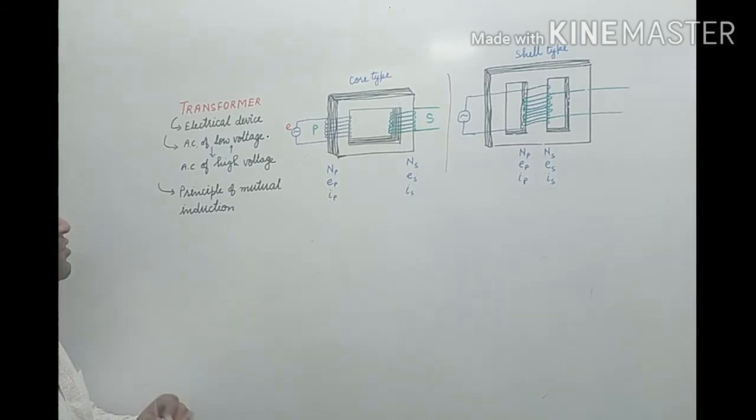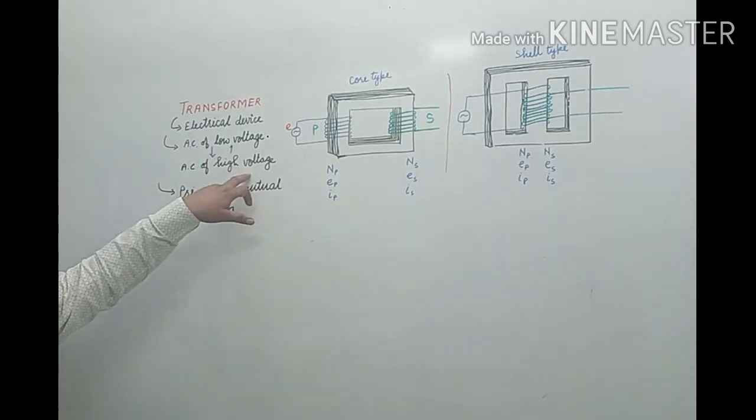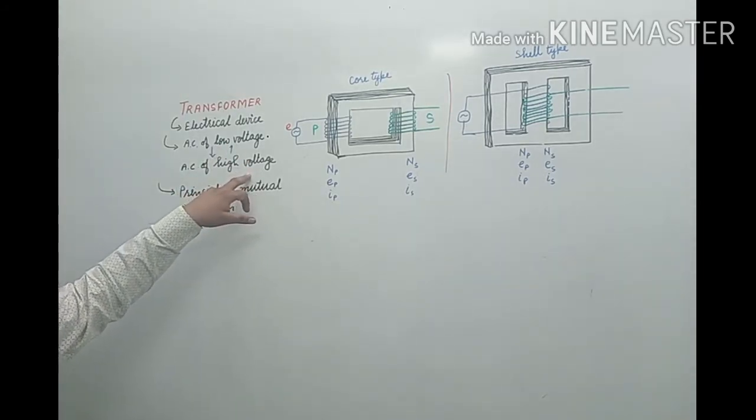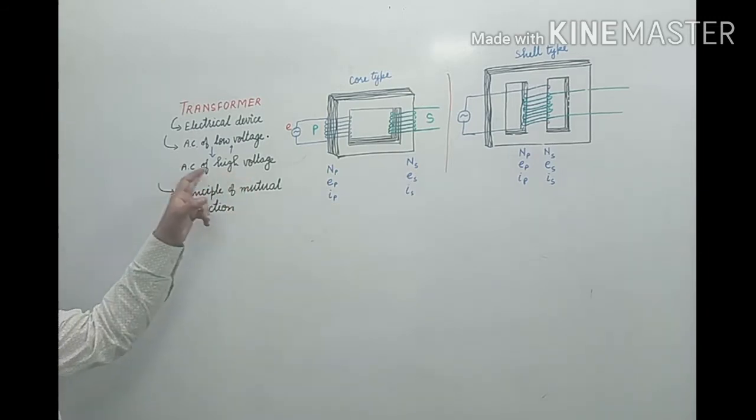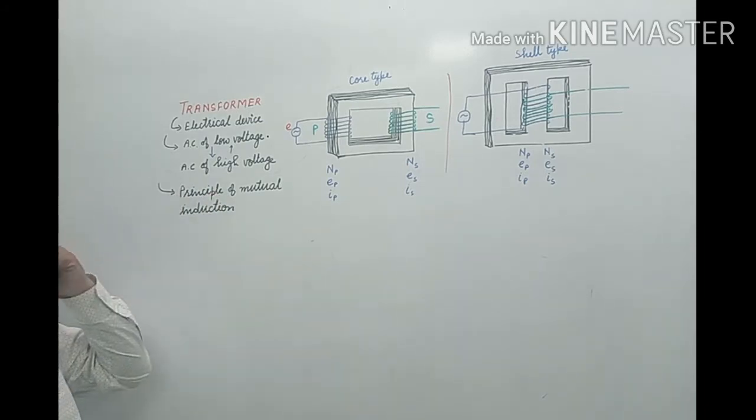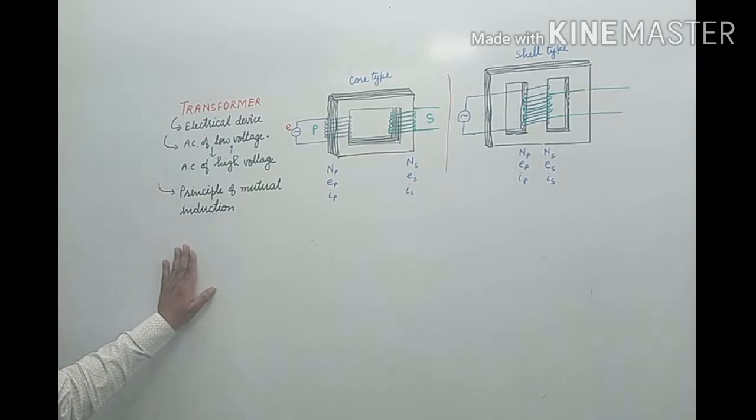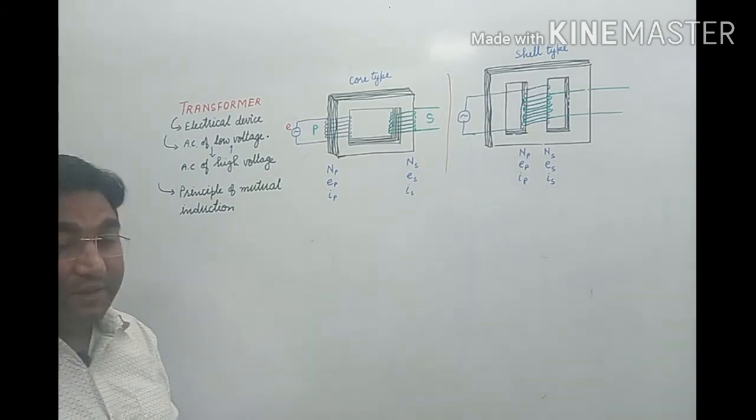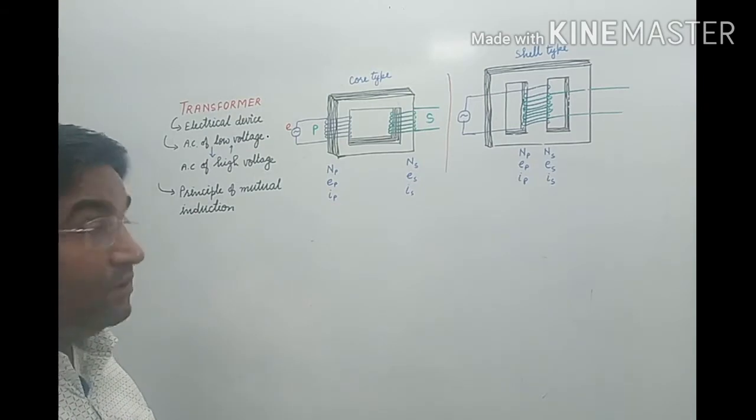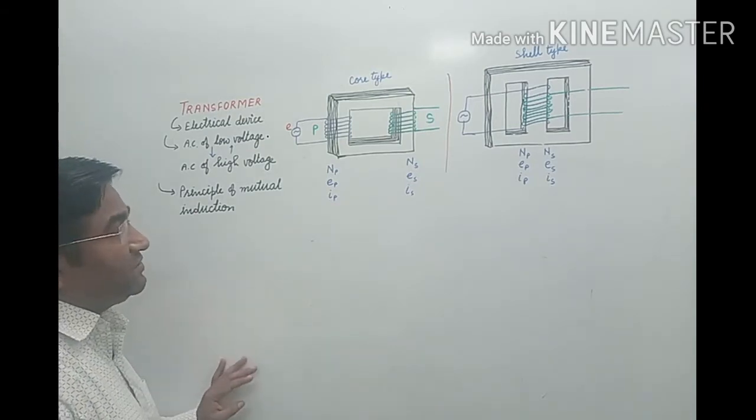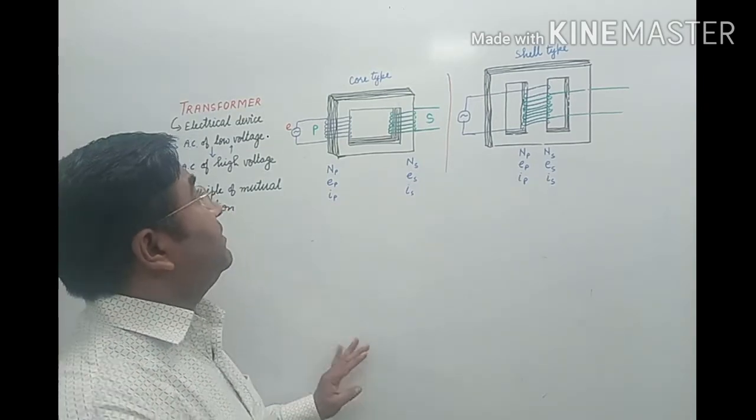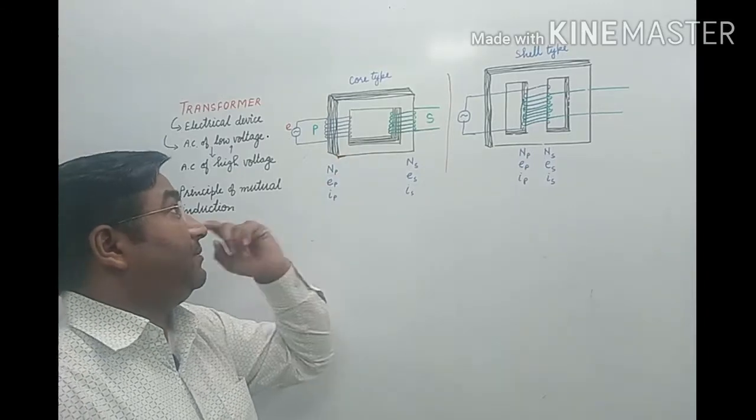When it converts low voltage into high voltage, the transformer is known as a step-up transformer, and when it converts high voltage into low voltage, then it is a step-down transformer. And this works on the principle of mutual induction. Okay, here there are two types of transformer, core type and shell type.